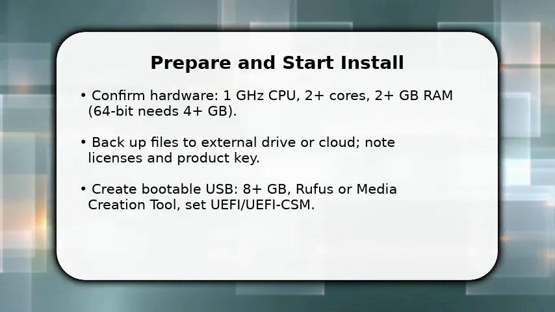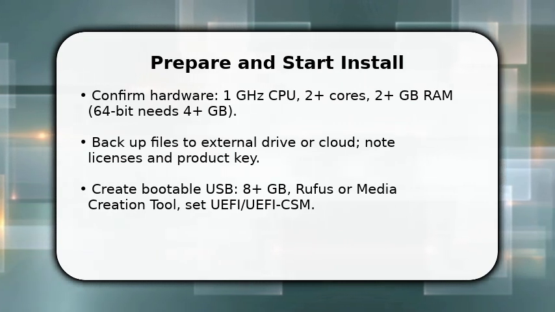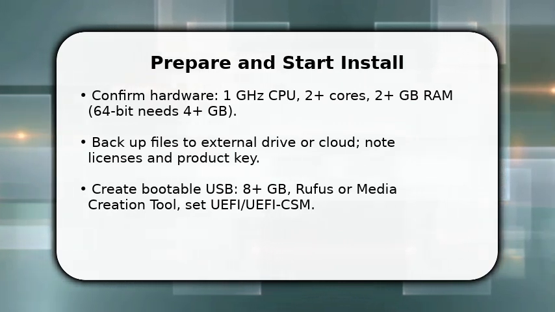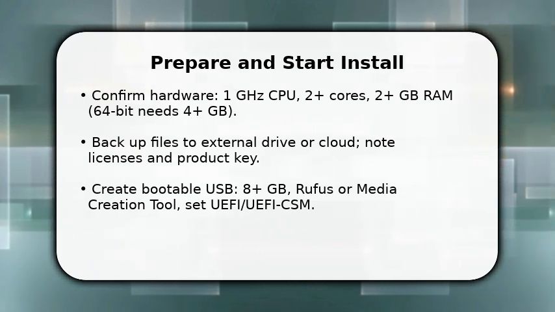Next, create a bootable USB using Media Creation Tool or Rufus, choosing the correct architecture and UEFI setting. Make sure the target PC is set to boot from USB in BIOS. Once done, restart and boot the installer to start the Windows 10 Pro installation process immediately.